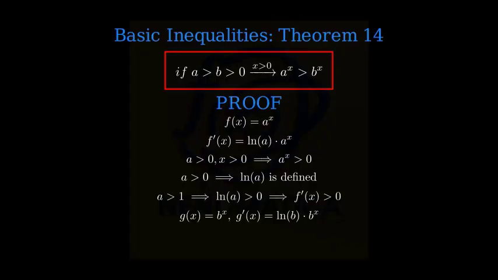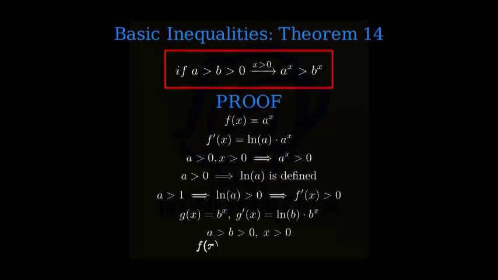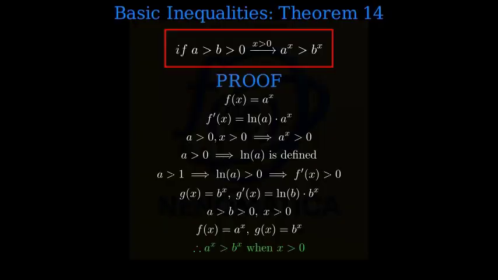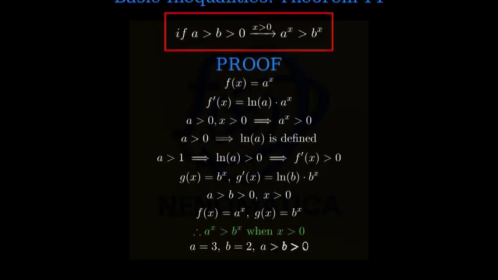If a is greater than b, and both are greater than 0, then a to the power of x is greater than b to the power of x when x is greater than 0. Let's visualize this theorem with a specific example. Let's take a equals 3 and b equals 2, both of which are positive with a greater than b.